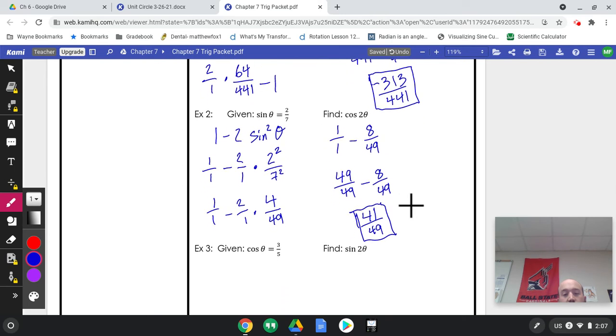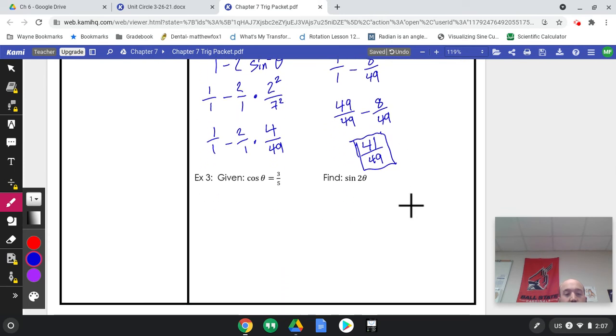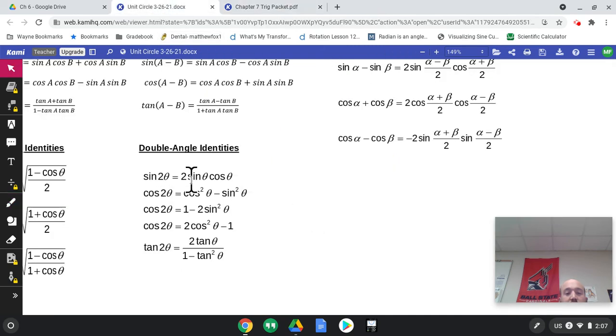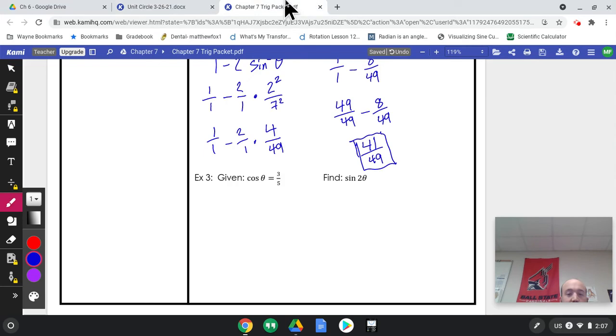All right, now the final one on the front page here. On this one, we are trying to find sine of 2 theta. Now when we're finding sine of 2 theta, we only have one option, and we need both sine and cosine. So we have to figure out what sine is to help us with this. As we said, it's going to be 2 times sine of theta times cosine of theta. So we have all this except sine.